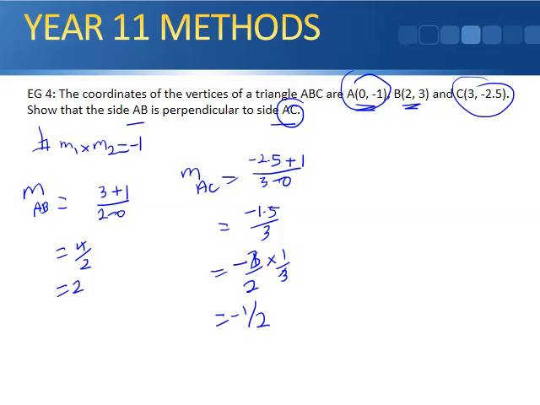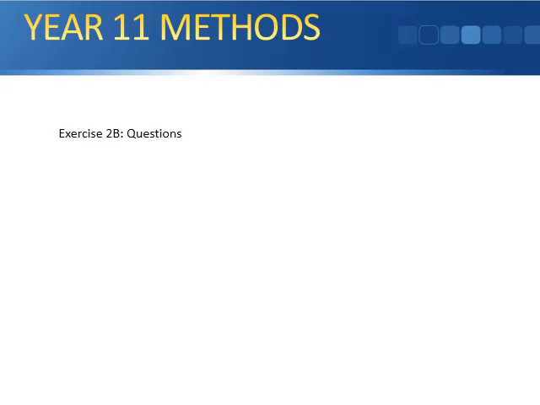You can just do it on your calculator, but if you don't have your calculator, what are you going to do? Now remember, perpendicular, the gradient of the first one times the gradient of the second one has to equal -1. So we've got 2 times -1/2, and that equals -1. Therefore, AB is perpendicular to AC. And that is exercise 2G questions.